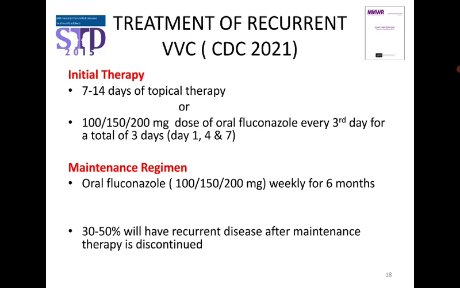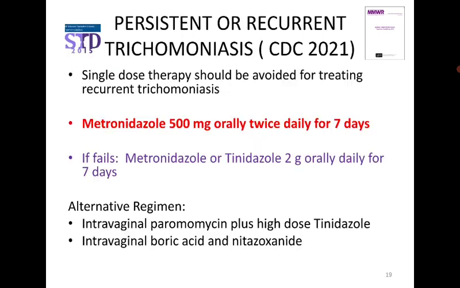Initially, if it is recurrent vulvovaginal candidiasis, 7 to 14 days of topical therapy, or you can give systemic therapy: 100 mg, 150 mg or 200 mg dose of oral fluconazole every 3rd day for a total of 3 doses, day 1, day 4, day 7. Then you give maintenance therapy: oral fluconazole 100, 150 or 200 mg weekly for 6 months. 30 to 50% will have recurrent disease after maintenance therapy is discontinued.